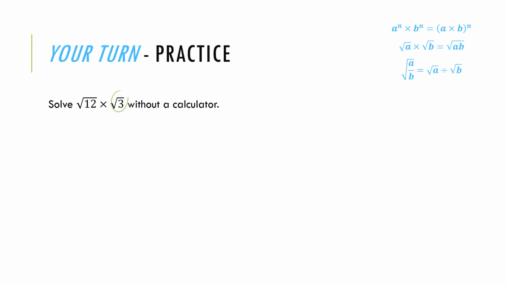Okay, so we can't just find the square root of 3 or the square root of 12. So we're going to have to use this rule here. So square root of 12 times the square root of 3 is going to be the same as the square root of 12 times 3, which is going to be the square root of 36, which we should know is 6.